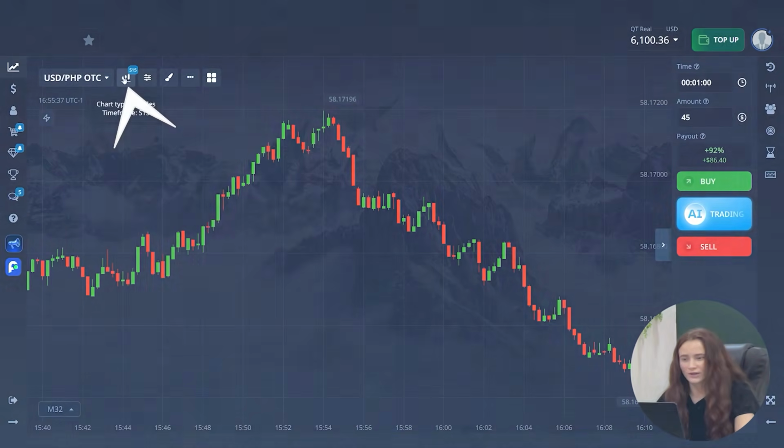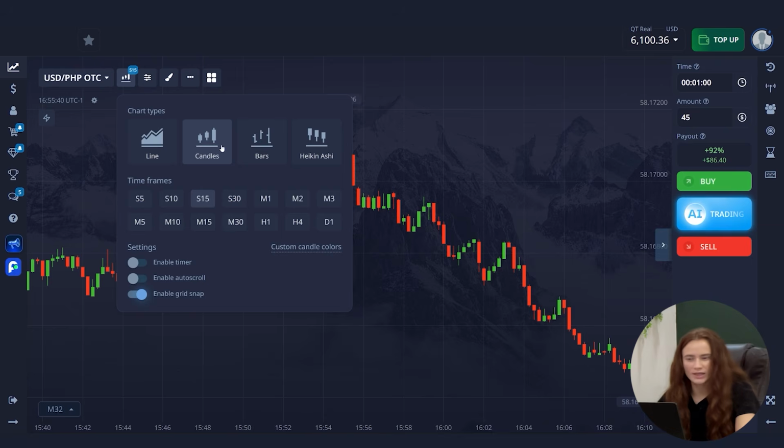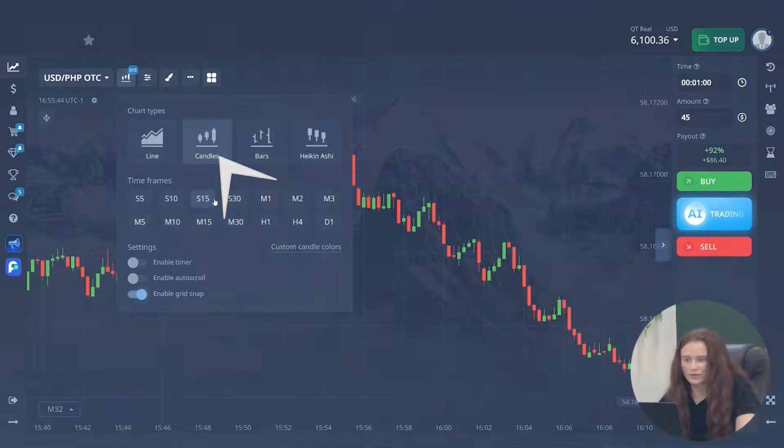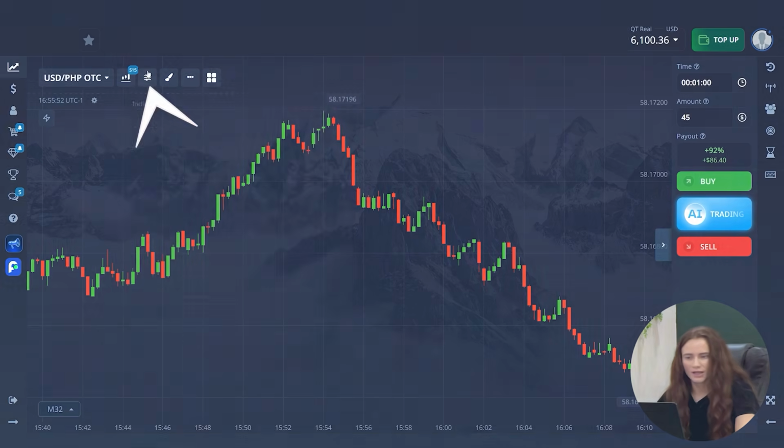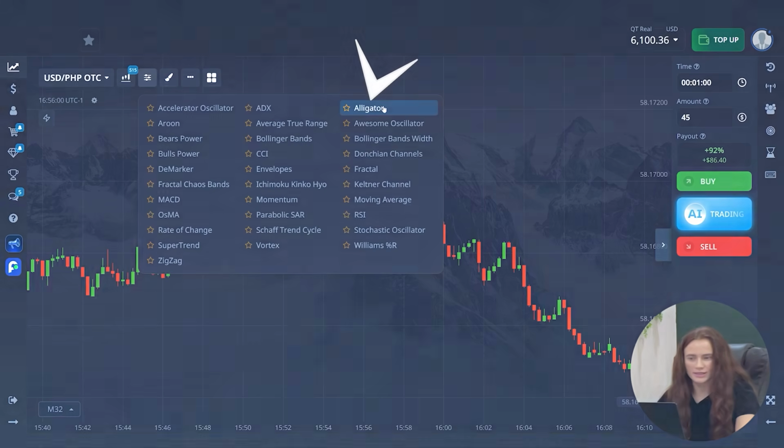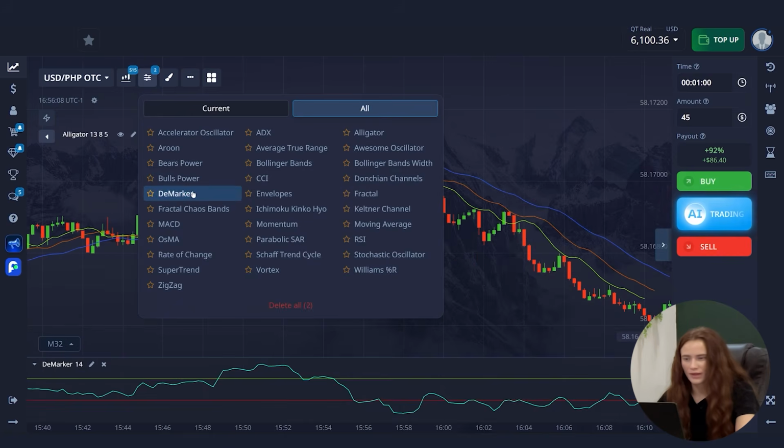Now you need to configure your account and enable the required indicators. In this strategy I use the candle chart type, the time frame will be 15 seconds. Now open the indicator section and select alligator, demarker and momentum.